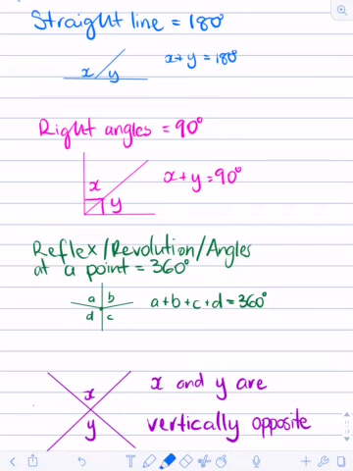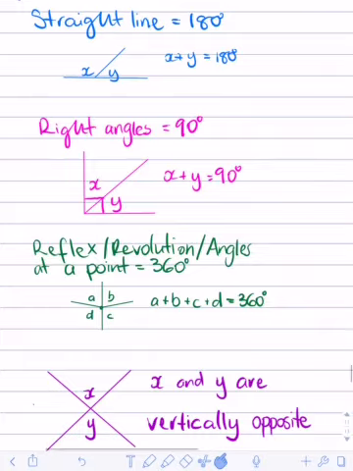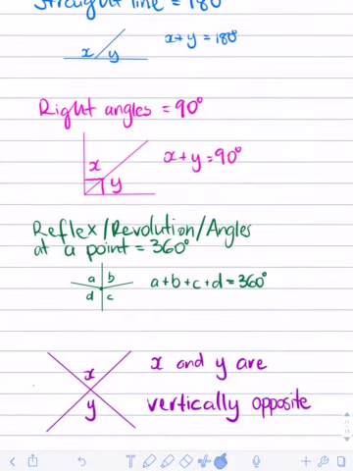We also call angles that make up right angles complementary angles, and straight line angles supplementary angles. A reflex or a revolution, or angles at a point, always add up to 360, and vertically opposite angles are always the same. So here we can see that X and Y are vertically opposite. So if X was 20, Y would be 20. And if X was 100, Y would be 100. So vertically opposite angles are always the same.